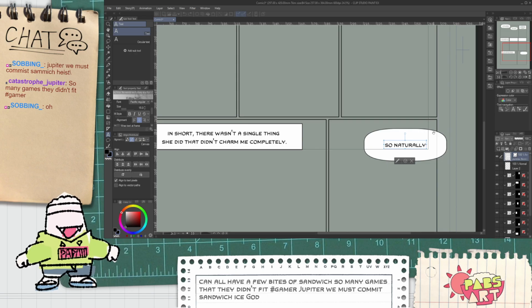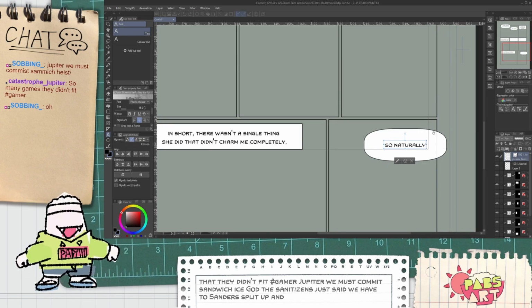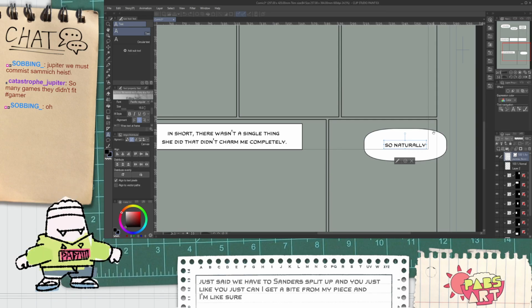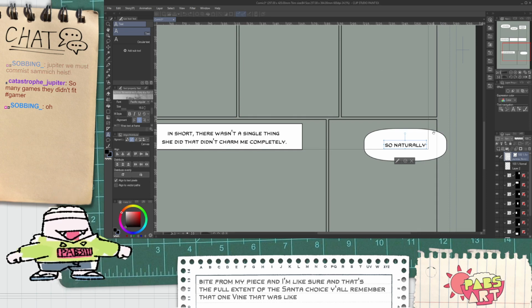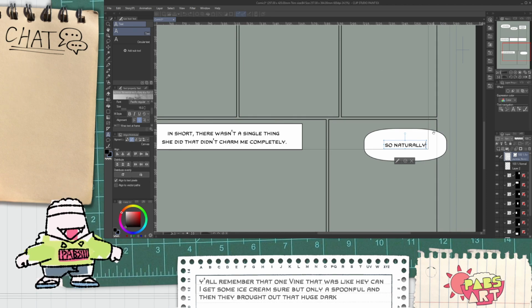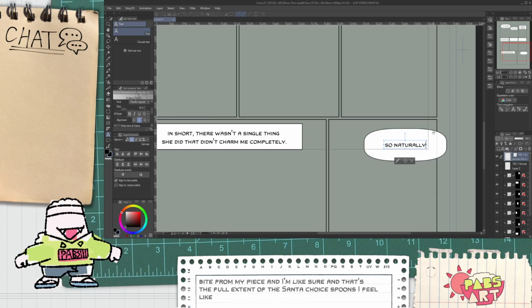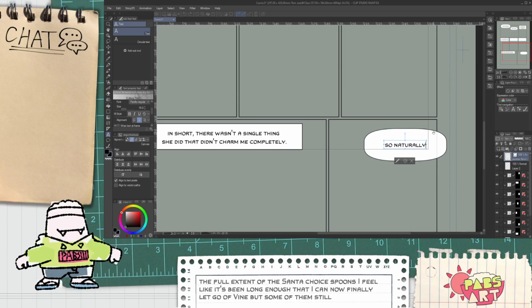God. The sandwich heist is just that we have the sandwich split up, and you just ask, yo, can I get a bite from my piece? And I'm like, sure. And that's the full extent of the sandwich heist. Y'all remember that one Vine that was like, hey, can I get some ice cream? Sure, but only a spoonful. And then they brought out those huge Dark Souls-sized spoons. I feel like it's been long enough that I can now finally let go of Vine, but some of them still pop up here and there. Right?